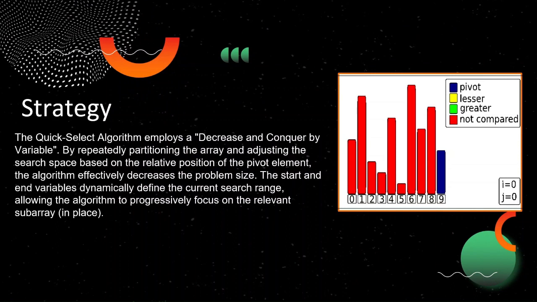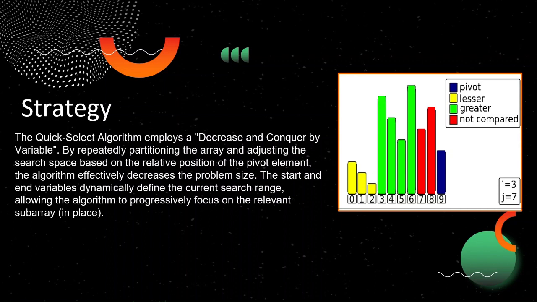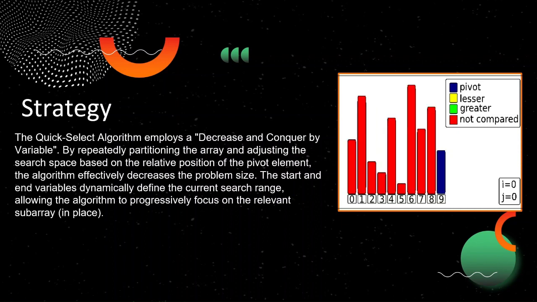The strategy employed in the quick select algorithm is decrease and conquer by variable. Why by variable? Because the reduction pattern of the problem size is unknown or undefined. The search space is based on the relative position of the pivot element, and the dynamic change of the left and right variables denoting the search range in the array is the main indicator of the search each iteration. Note that the algorithm works in place, so it doesn't need any extra space to achieve its goal, finding the kth largest element.